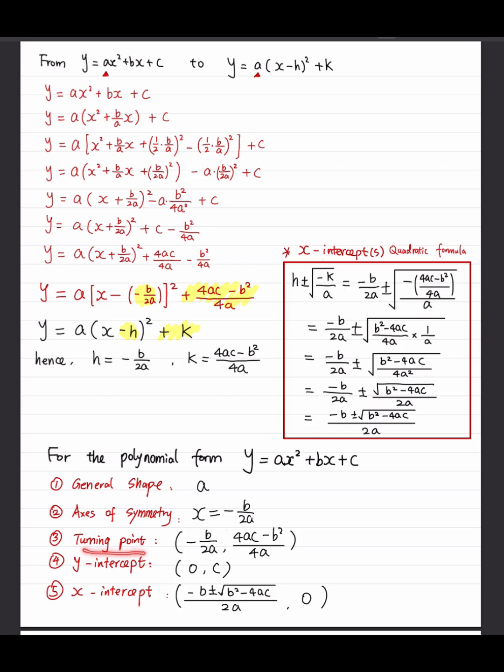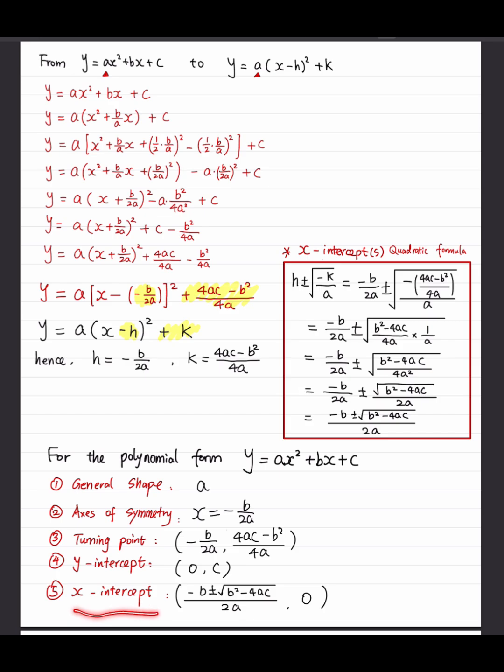As for the turning point, we already figured out the h and k, which are represented in terms of a, b and c. So we have the x coordinate of the turning point as negative b over 2a, and then the y coordinate of the turning point being 4ac minus b squared over 4a. With this general polynomial form, it is much easier to find the y-intercept, simply because the y-intercept is where you make all the terms that contain x be 0, and the only term that is potentially non-zero is the constant. In general, the constant will be equal to y. So here is going to be the y-intercept.